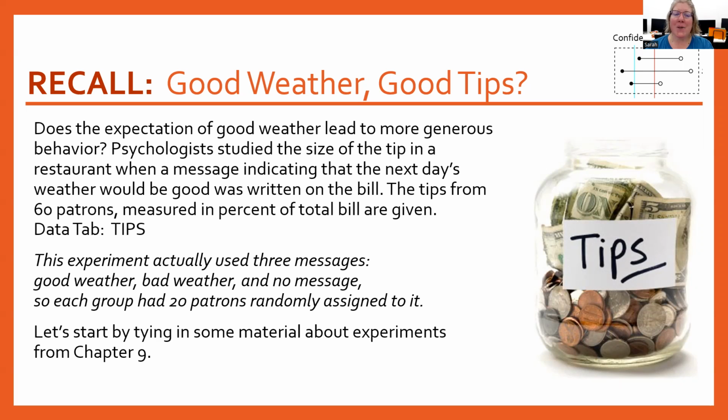So before we do a two-sample t-test, I want to tie in some of the material with experiments from Chapter 9. So identifying the factor and levels, response variable and control group, and then working on that experimental design. I know it's been a bit since we've looked at Chapter 9, and I just want you to give this your best effort. To get you started with the diagram, they are using 60 patrons randomly assigned to either the good weather, bad weather, or no message group. So go ahead and pause the video and give this your best try.